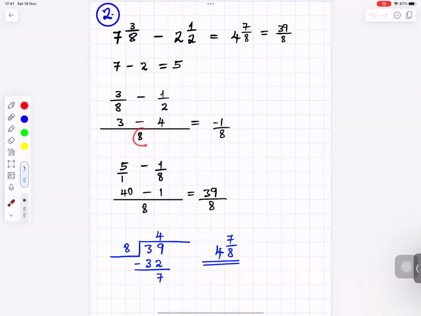You use 8 as the lowest common multiple, and you get 3 minus 4, which gives you minus 1 over 8. Now you add those two together. So it becomes 5 minus 1 over 8, which gives you 39 over 8. How many 8s go into 39? 4. 4 times 8 is 32, and 39 minus 32 is 7. Your answer is 4 and 7 over 8 as a mixed number.